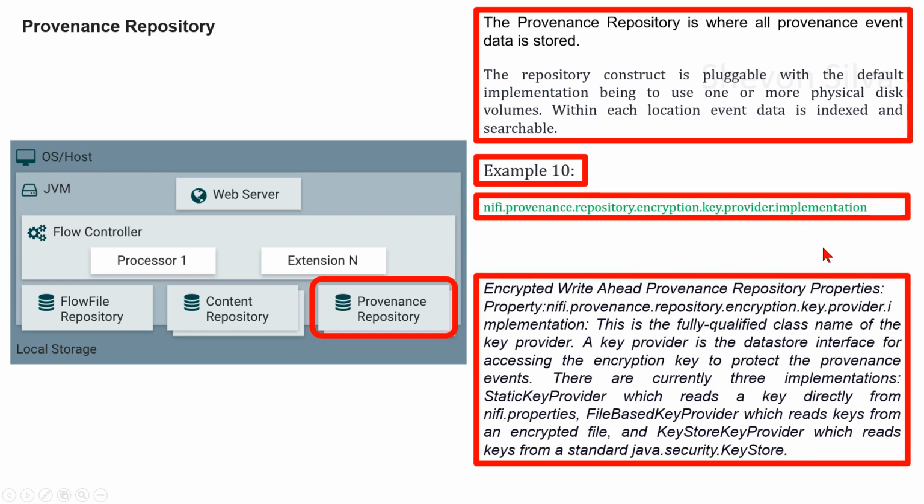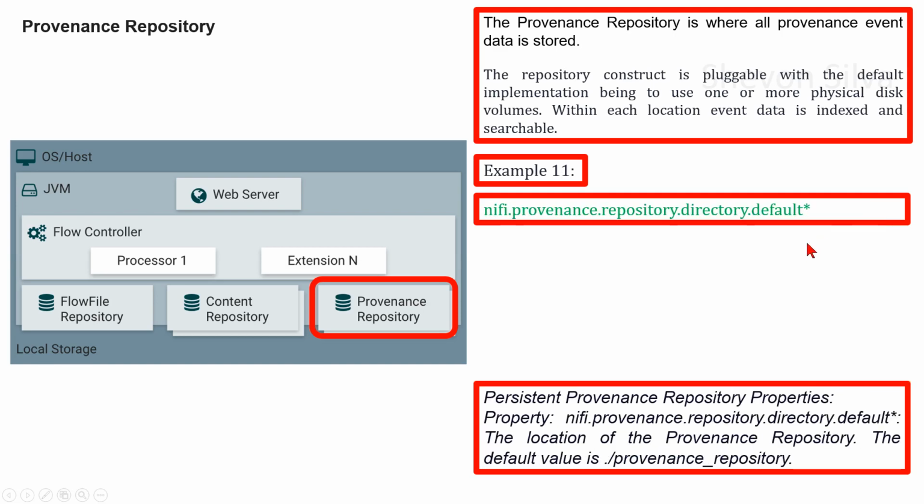Now we are considering encrypted write-ahead Provenance repository properties. The property nifi.provenance.repository.encryption.key.provider.implementation is the fully qualified class name of the key provider. The key provider is the interface for accessing the encryption key to protect the Provenance events. There are currently 3 implementations: the static key provider, which reads a key directly from nifi.properties; the file-based key provider, which reads keys from an encrypted file; and the key store key provider, which reads keys from a standard java.security.KeyStore.